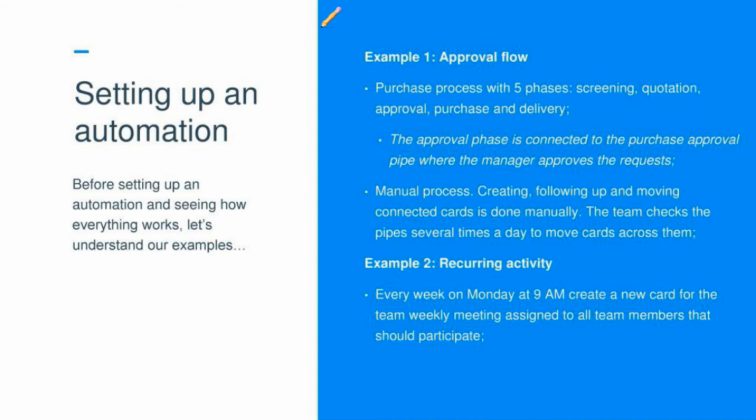Before setting up an automation and seeing how everything works, let's understand our examples a little more. The first example is the approval flow. We have a purchase process that has 5 phases: screening, quotation, approval, purchase, and delivery. The approval phase is connected to the purchase approval pipe, where the manager approves the requests. The problem with this process is that it's manual. Everything is done manually, creating, following up, and moving connected cards. The team checks the pipe several times a day to move cards across them, and that costs them a lot of time.